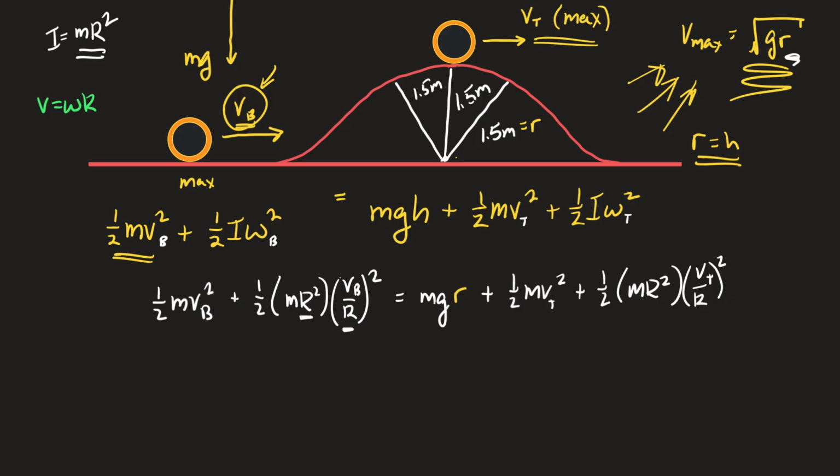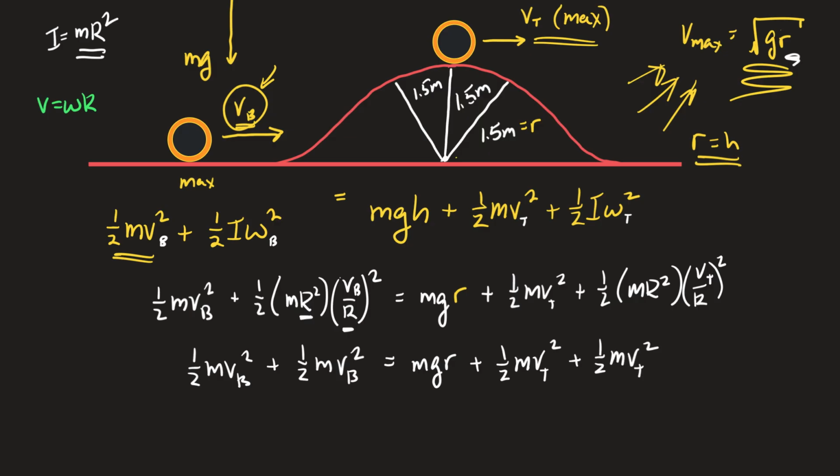Now this next thing is pretty easy. You just cancel out the r's and stuff. You know, this is going to be 1/2 mv_b squared plus 1/2 mv_b squared. This will be mgr plus 1/2 mv top squared plus 1/2 mv top squared.